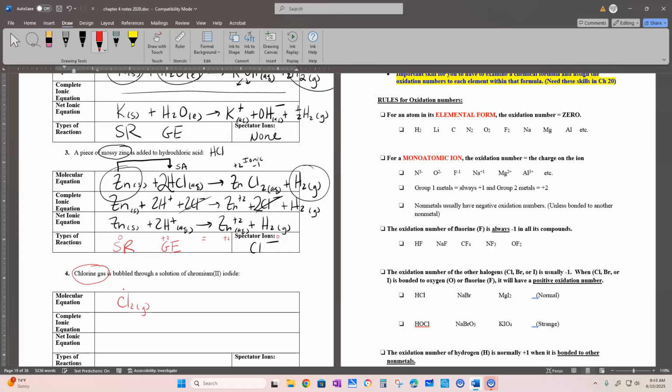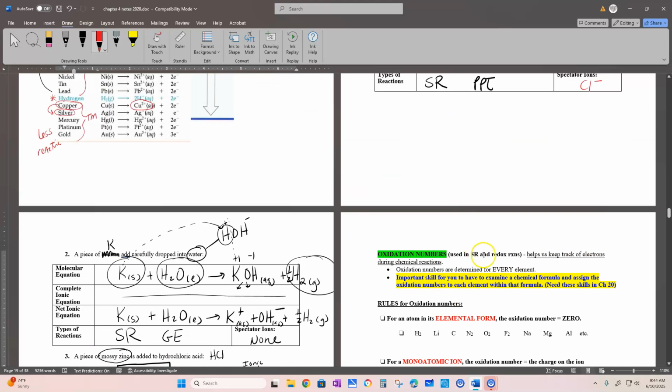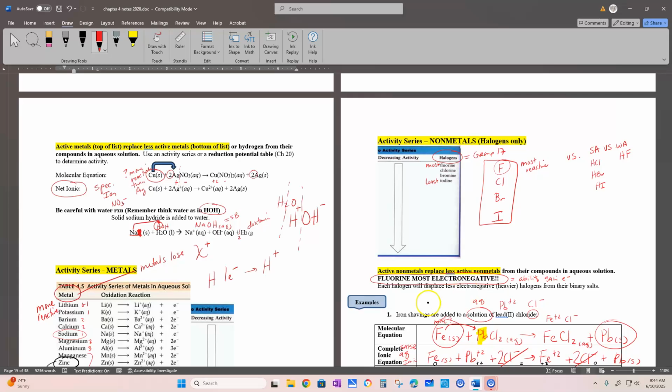Okay? So, chlorine gas. Well, chlorine's a nonmetal. And it's bubbled through chromium 2 iodide. Well, chromium iodide 2, and it did say solution. Because chlorine is a nonmetal, I have to look to replace the nonmetal, iodine. So the question is, is chlorine more reactive than iodine? Well, we got to go to the activity series chart for the halogens. And notice chlorine is sitting right there on top of iodine, so they'll swap places.